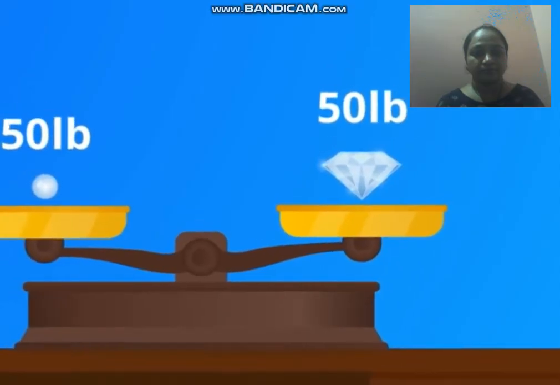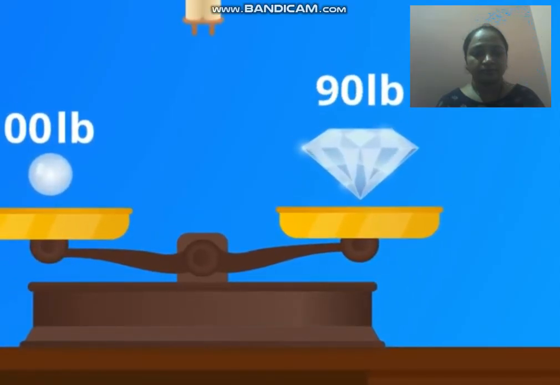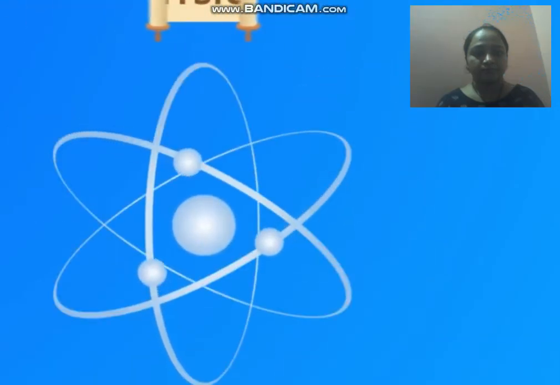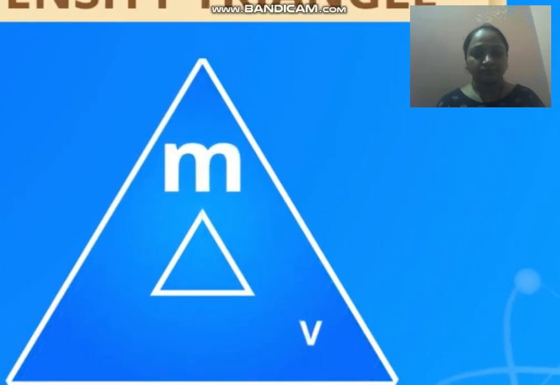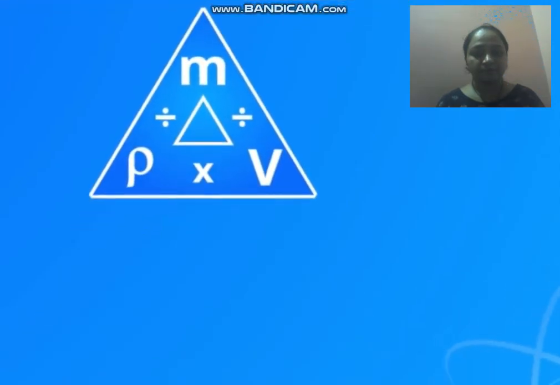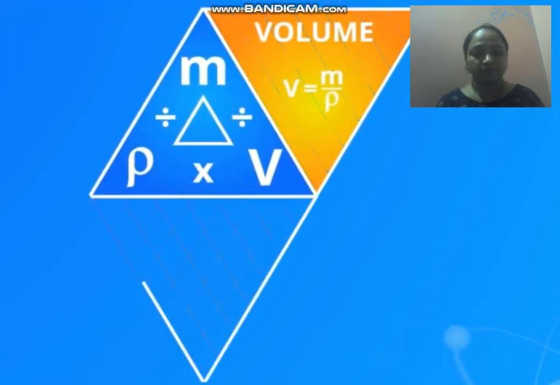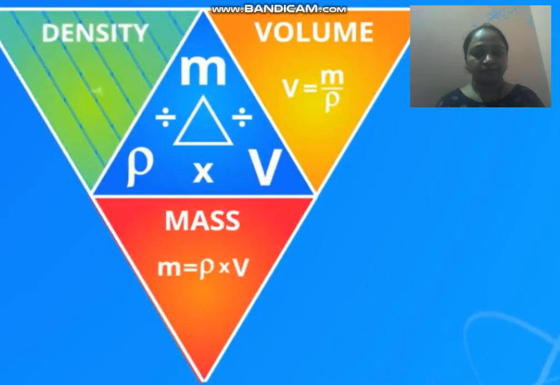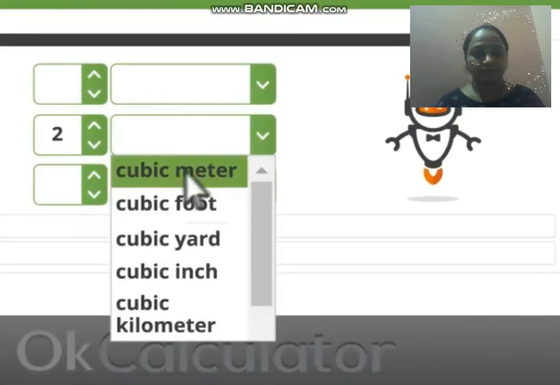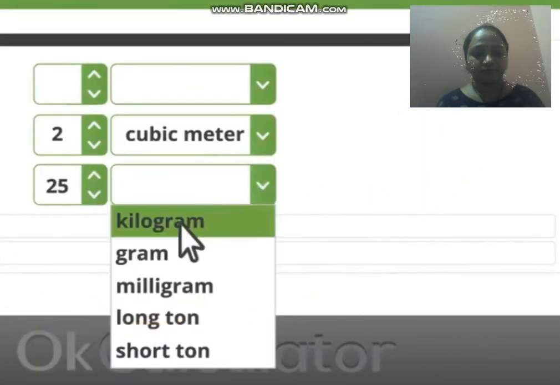Even though you can change the amount of substance to alter its mass and volume, the density of the material stays the same because it's a physical property of the substance. So, if you divide something's mass by its volume, you get its density. Because of the special relationship between density, mass, and volume, you can always use this triangle if you need to find a missing variable. Or, if you want to make things easier, just hop over to okcalculator.com. Our density calculator lets users solve problems for any of the three variables with one simple click.